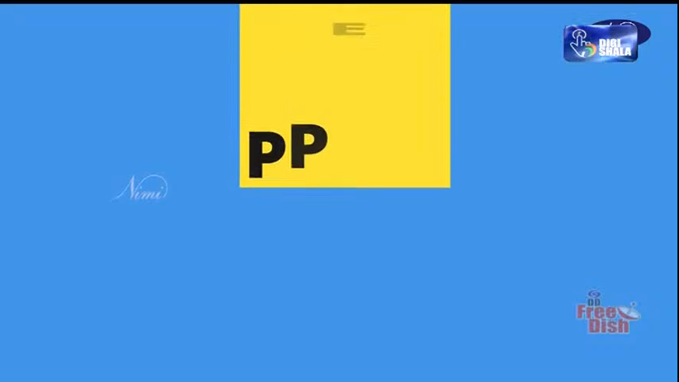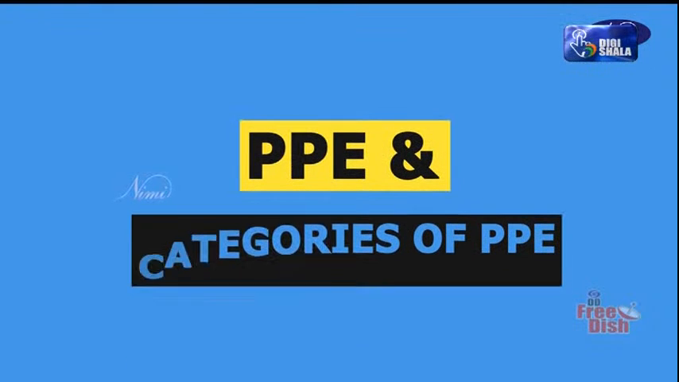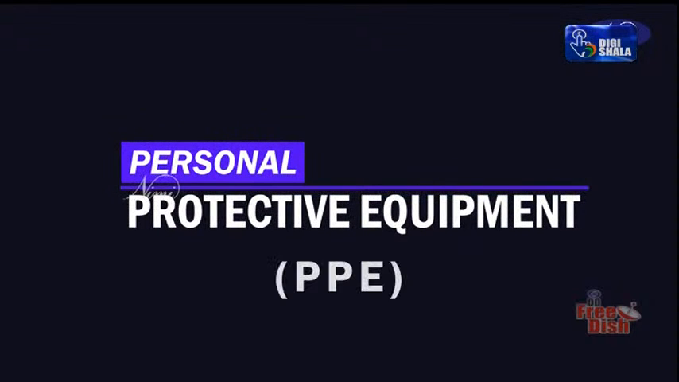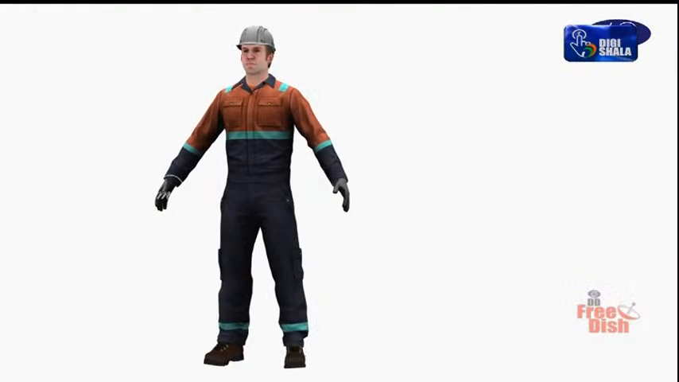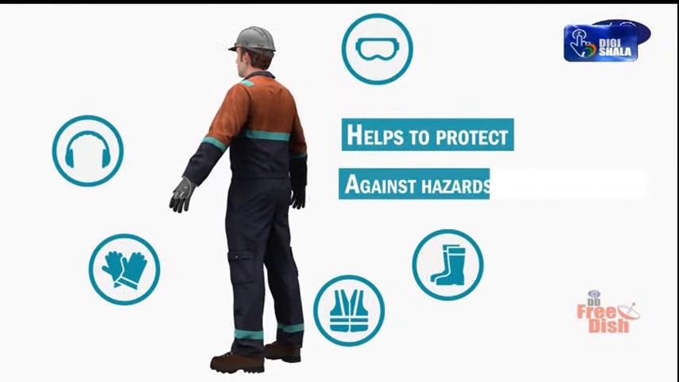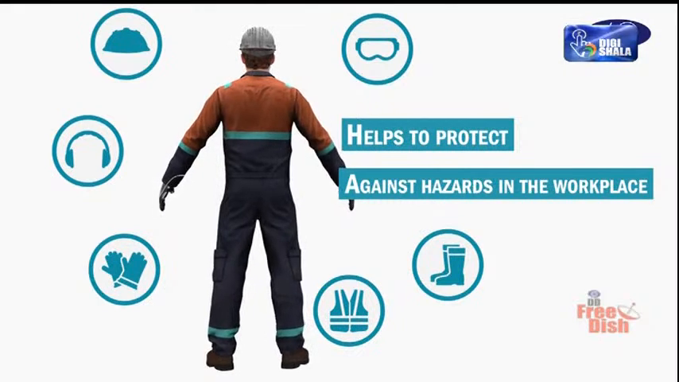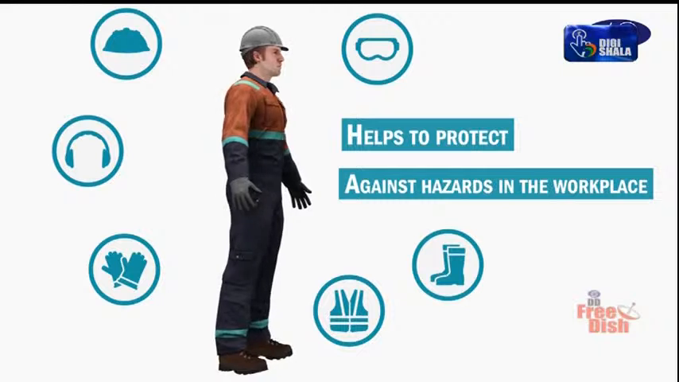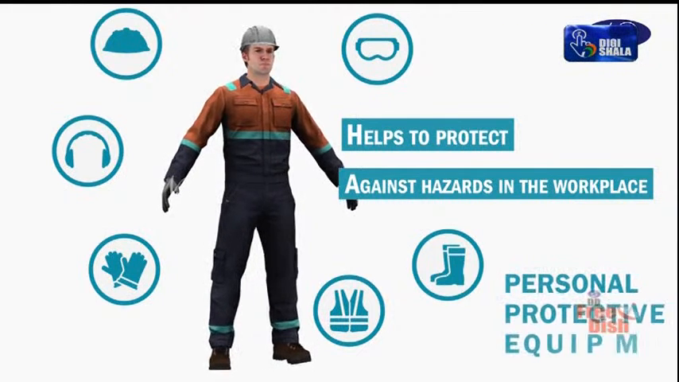Let us see the PPE and the categories of PPE. Personal protective equipment, PPE. The devices, equipment or clothing used or worn by the employees which help to protect against hazards in the workplace are known as personal protective equipments.